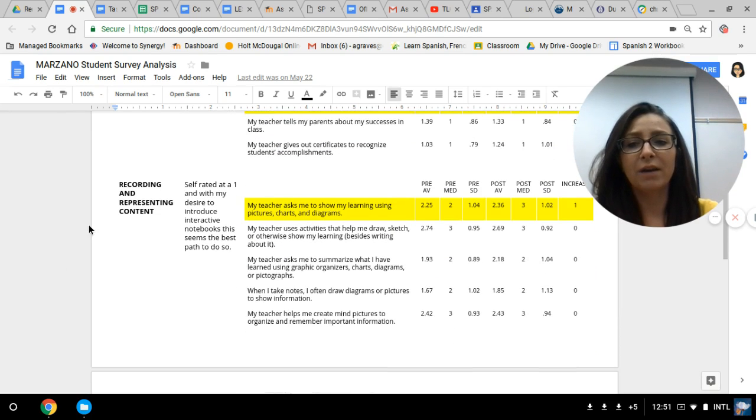Recording and representing content, having the students track their own goals was something I hadn't done as successfully in the past, so I made a strong effort to make sure that they had a place in their composition notebooks where they color-coded and tracked their growth and could see why we were doing what we were doing and identify areas where they could get better. And I saw a definite increase there. And my teacher asks me to show my learning using pictures, charts.